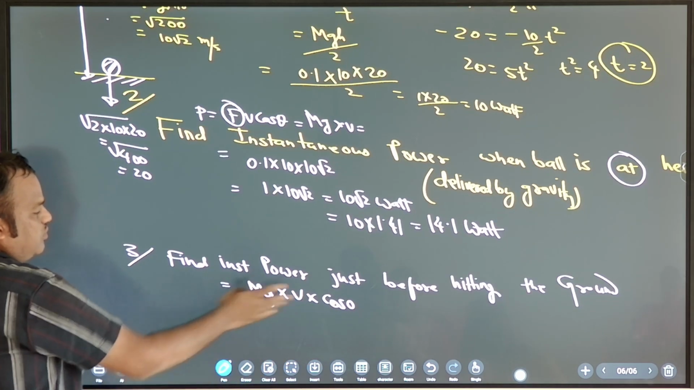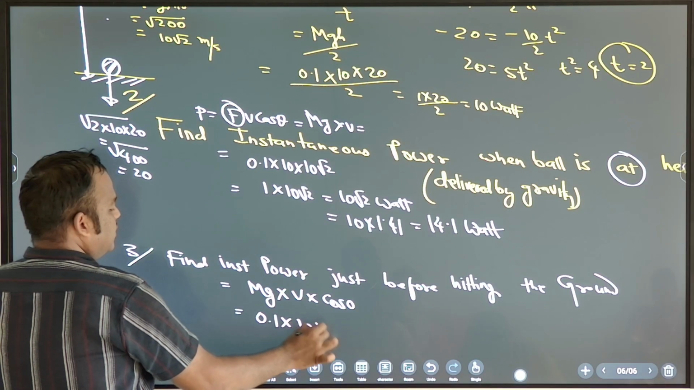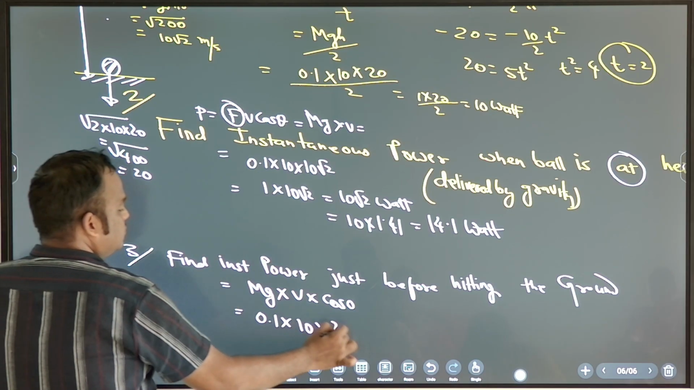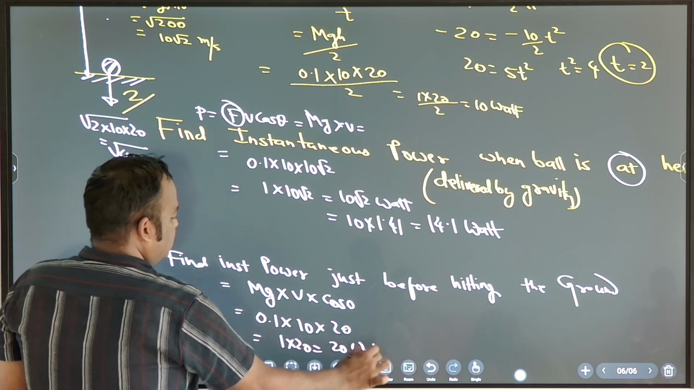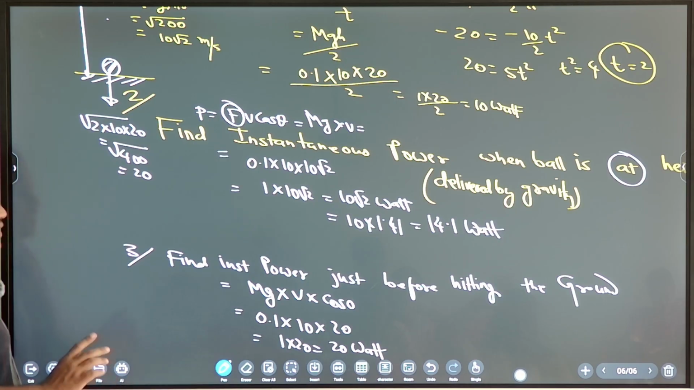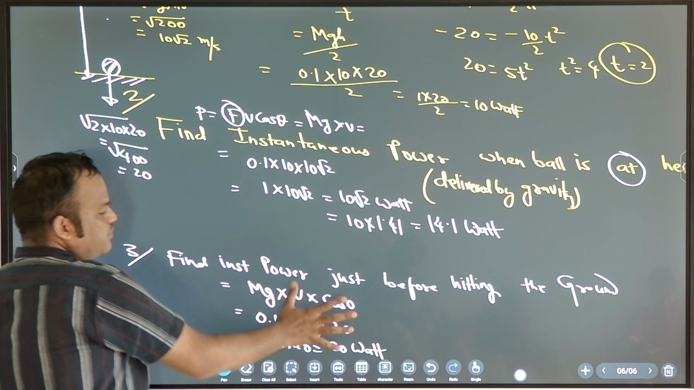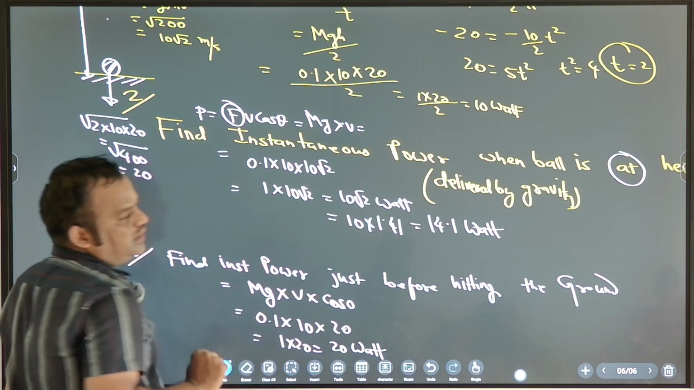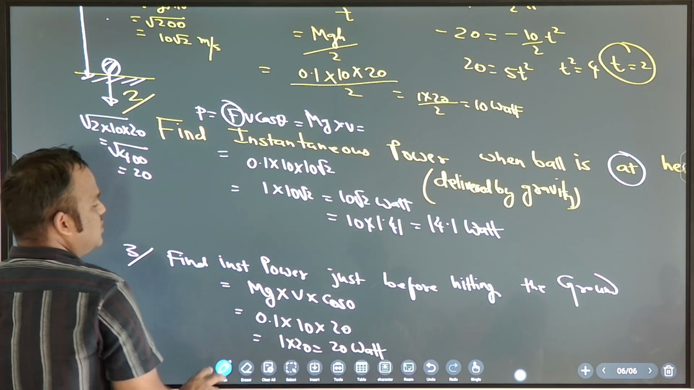So tell me, calculate. Mass is 0.1 kg, gravity 10, velocity is 20. So 1 into 20. So 20 watt. So instantaneous power and average power, remember. Instantaneous power means force into velocity into cos theta.